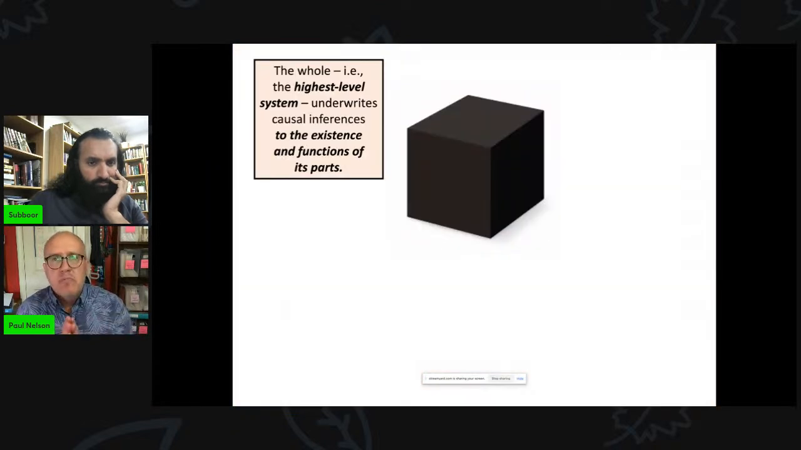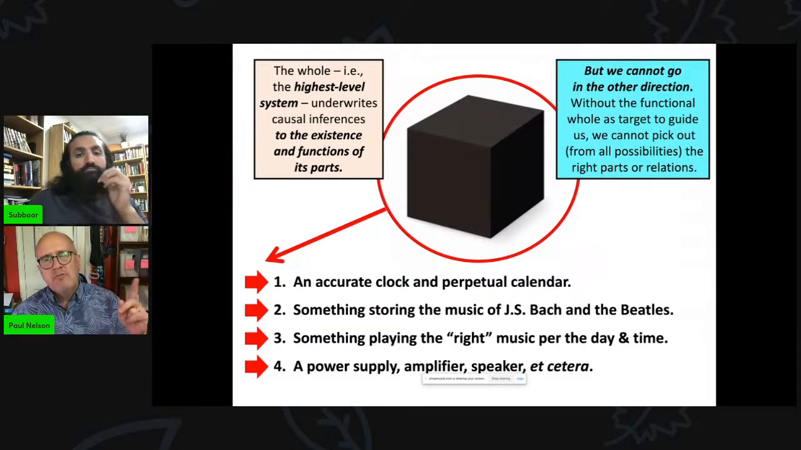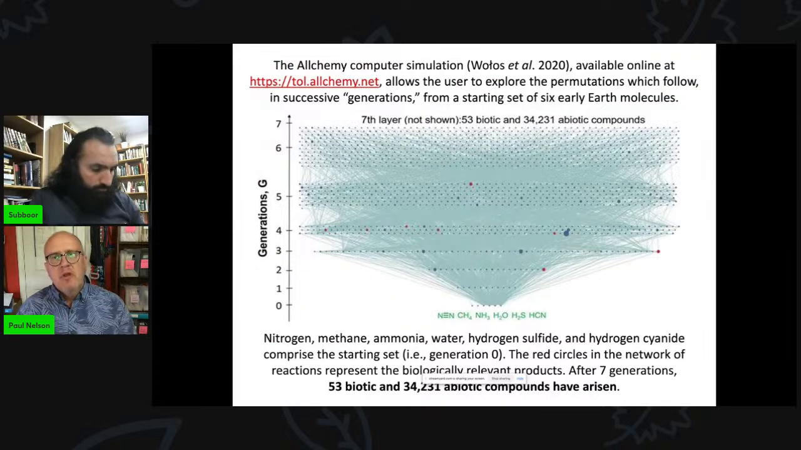Okay, so logical takeaway from this: the highest level underwrites inferences to the existence of its parts, but one cannot go in the other direction. Without the functional whole as a target to guide us, we can't pick out this particular black box from all the possibilities that exist when we consider the parts that make it operate. This is clearly visible when you look at origin of life research. And I'll just do a little segue into origin of life research, and then we'll get back to design triangulation.